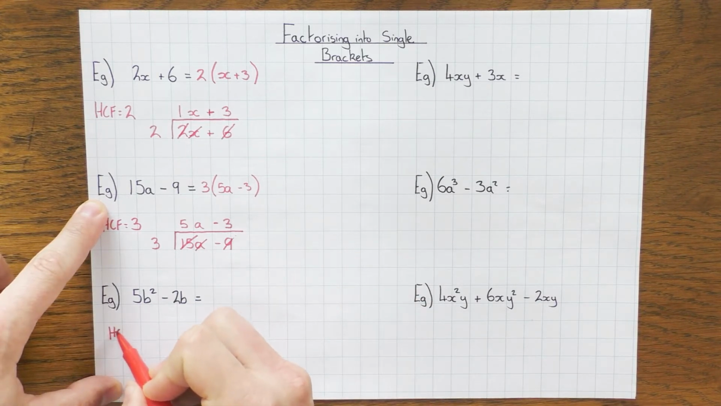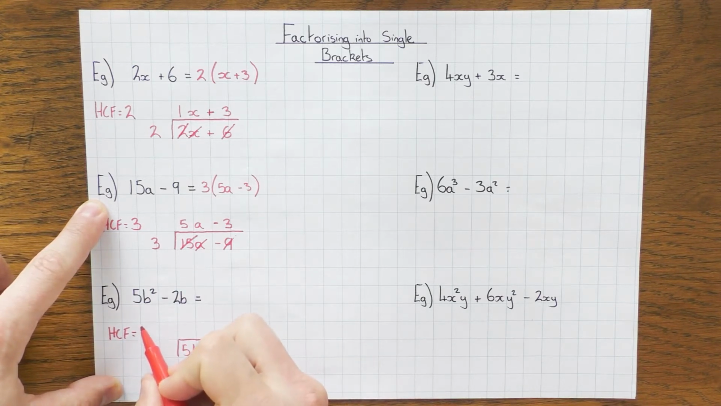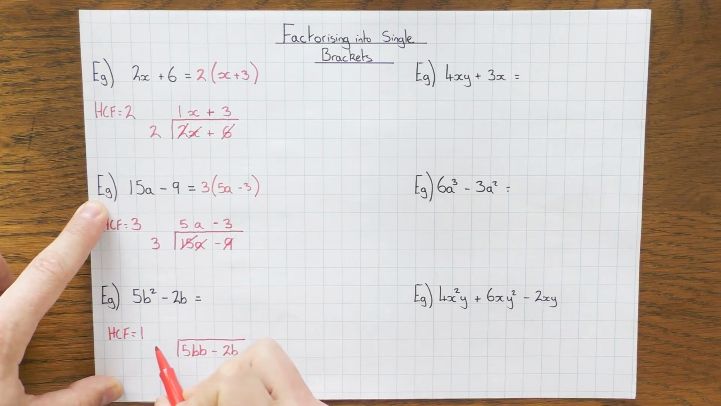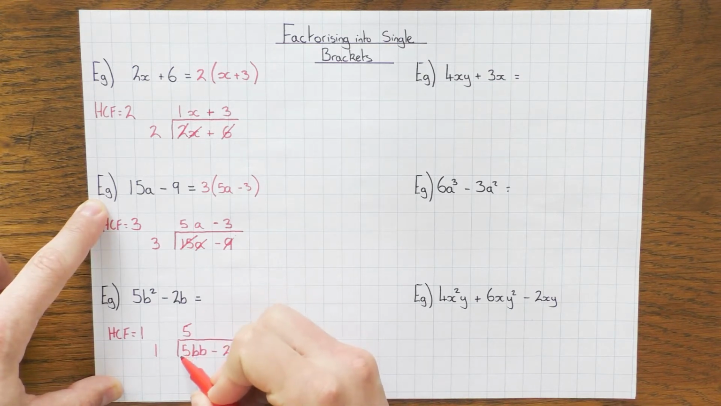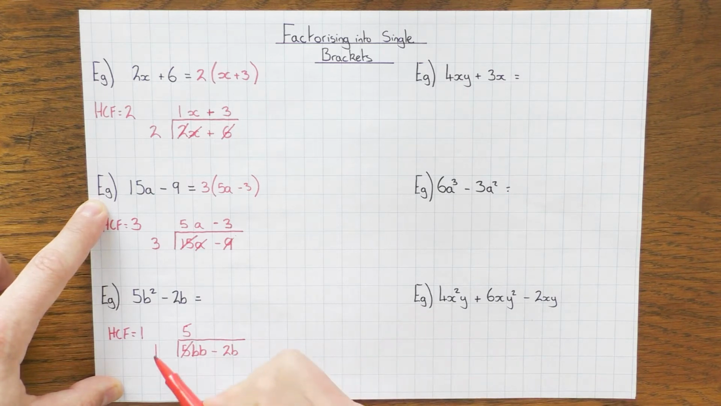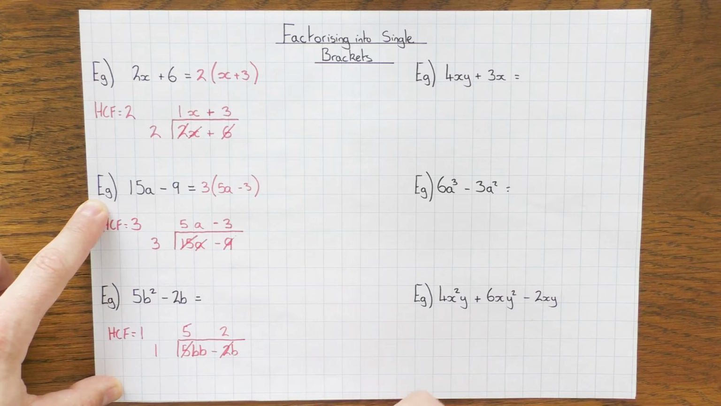So that's the only difference so far. Highest common factor is the same. What's the highest number that goes into 5 and 2? Well, in that case, it's just 1. So you can put the 1 here if you wish, but we'll simplify that later. So 1 times what gets me 5? 5. And I'm done with that, I can cross it off. 1 times what gets me 2? Well, that's going to be a 2. So again, I can cross that off, and of course I have my minus.